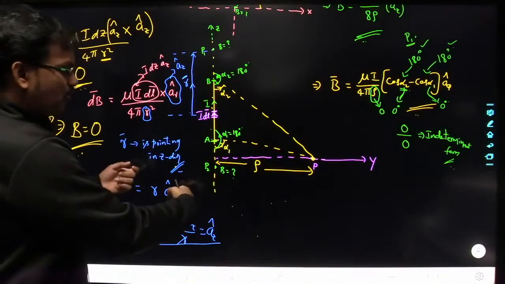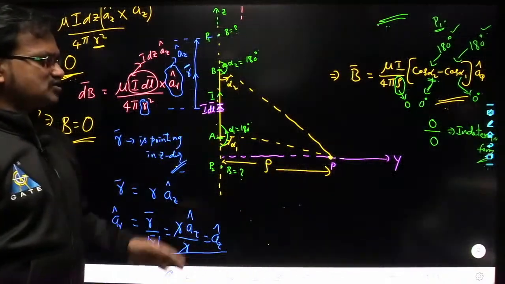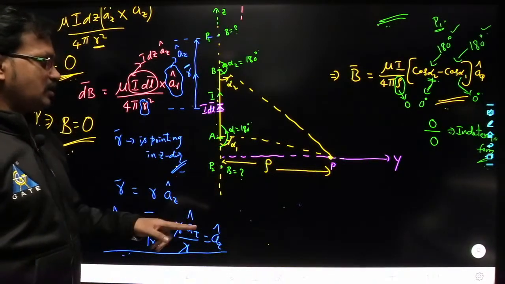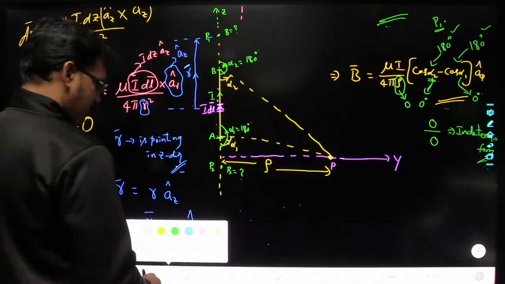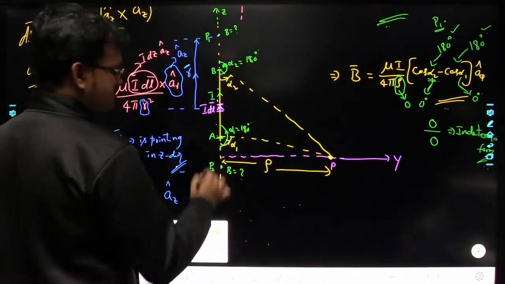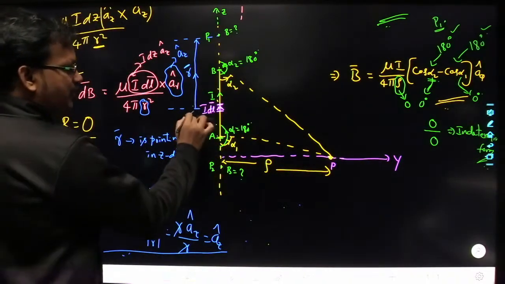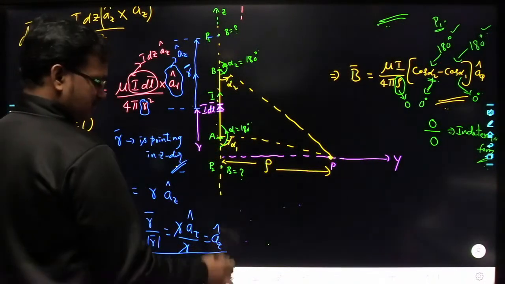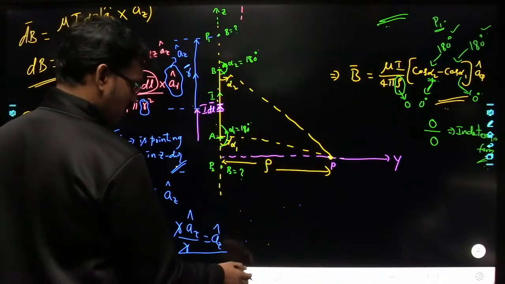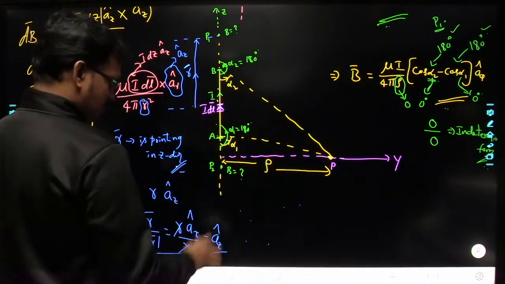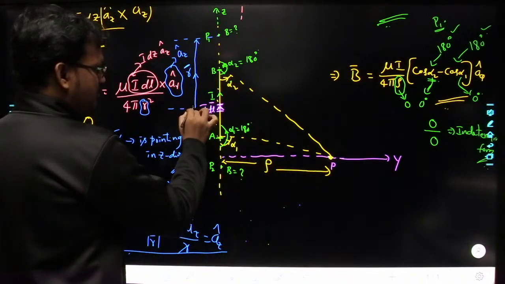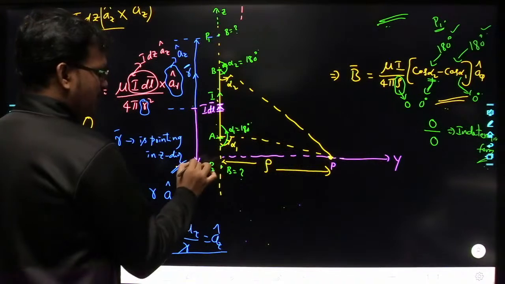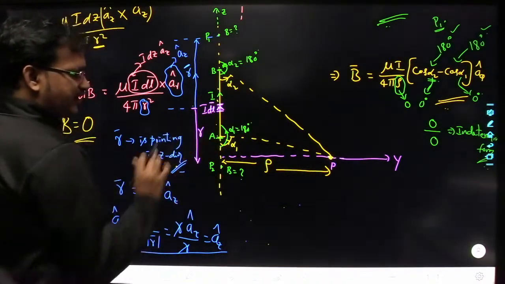Now similarly, the same analysis we can do if I consider the point P2. Now if you consider point P2, what is the distance from the current element to the point P2 here? Let us consider the distance from the current element to this point P2 is R.